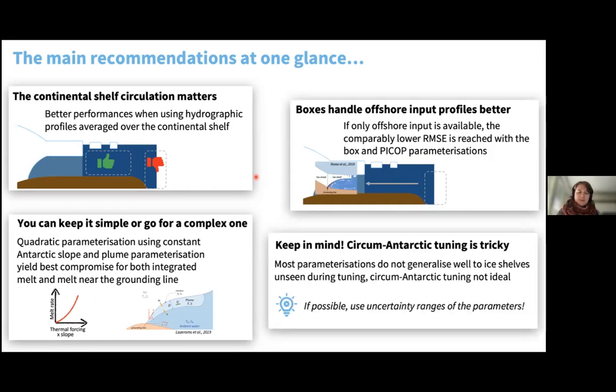And finally, I think the main take home here is that circum-Antarctic tuning is tricky. We saw that most parameterizations do not generalize well to ice shelves unseen during tuning, which means that your tuning depends on the ice shelves, and so the parameterization cannot describe everything. And so circum-Antarctic tuning is not ideal. For some regions, it will underestimate the melt. For some, it will overestimate. So if possible, think about using the uncertainty ranges of the parameters that are also given in the paper.